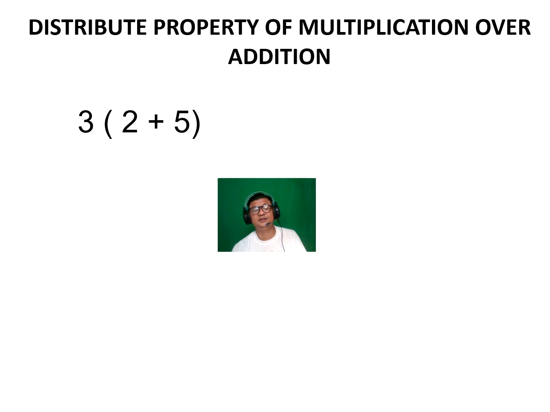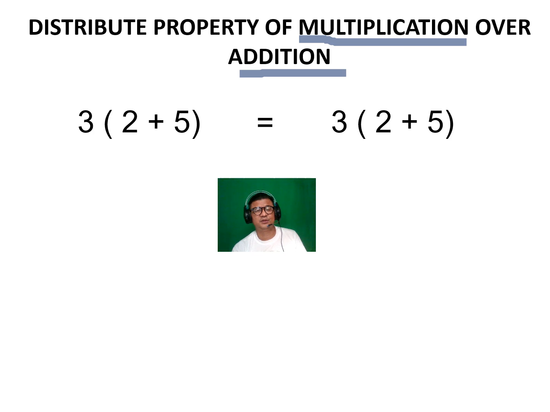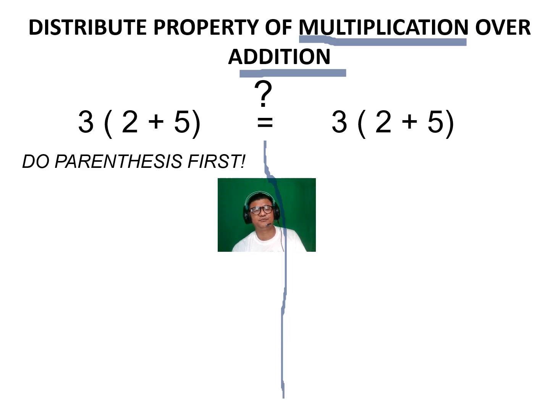Now, let's see if the distributive property works for multiplication over addition. Is this one the same as that? Actually, these are two ways to solve this problem. Let's move on the left side first. Do the parentheses first, PEMDAS, you get a 7, right? 7 times 3 is 21. Okay, that's the regular way, PEMDAS.